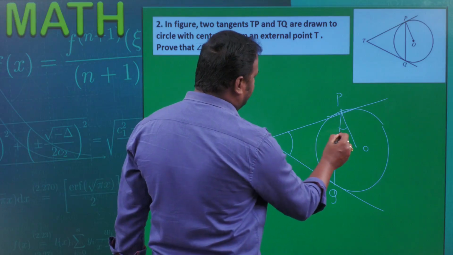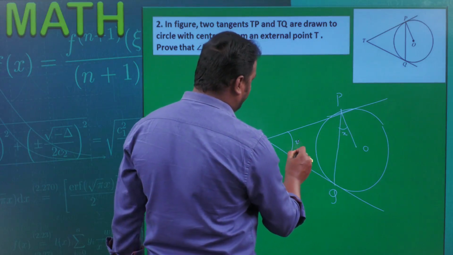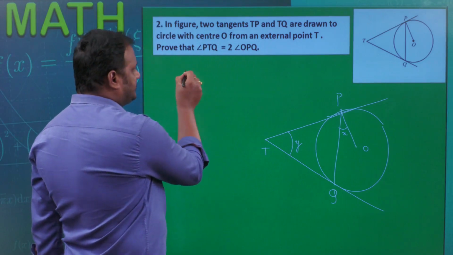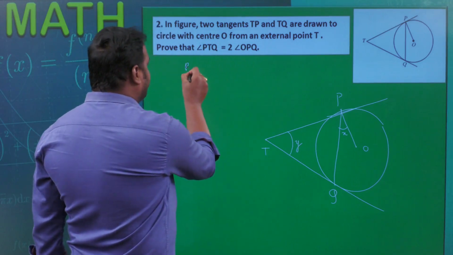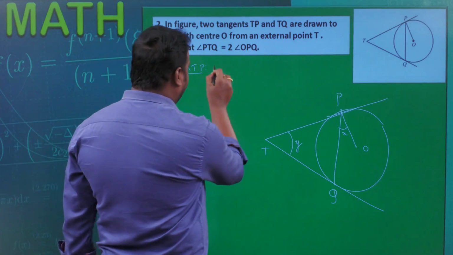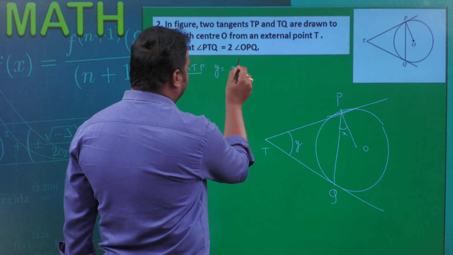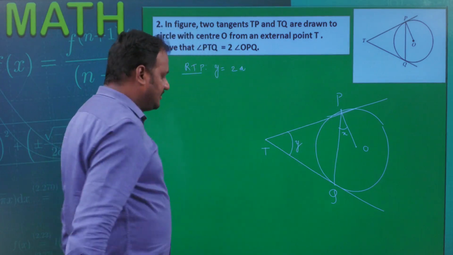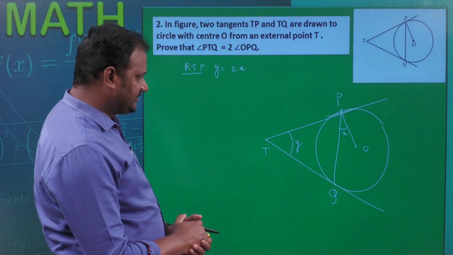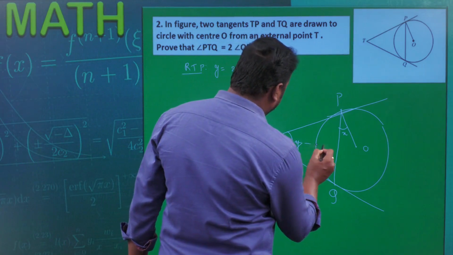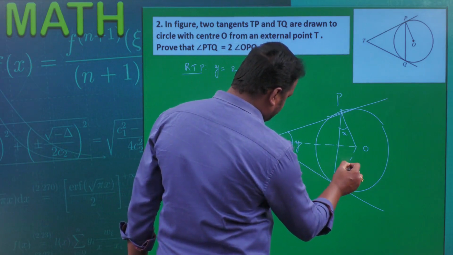Let this angle be some X. Let this angle be some Y. What are you going to prove here? You are going to prove, RTP, that angle PTQ is Y. So Y is equal to 2 times angle OPQ, which is X. In order to prove this, Y is equal to 2X, again I would like to do one thing: I will have to join these two and join these two.